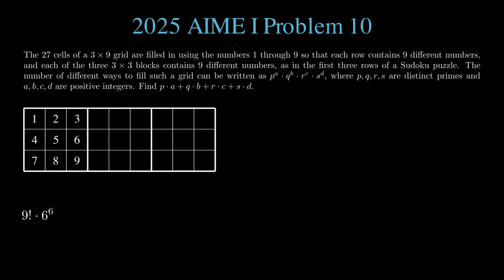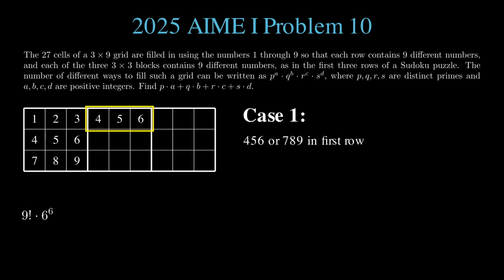Alright, now let's look at the first row of the second 3x3 square. What numbers can possibly go here? Well, it has to be some combination of 4, 5, 6, 7, 8, and 9. So let's just try something and call it case 1. First, pick 4, 5, 6, and let's see what happens next.